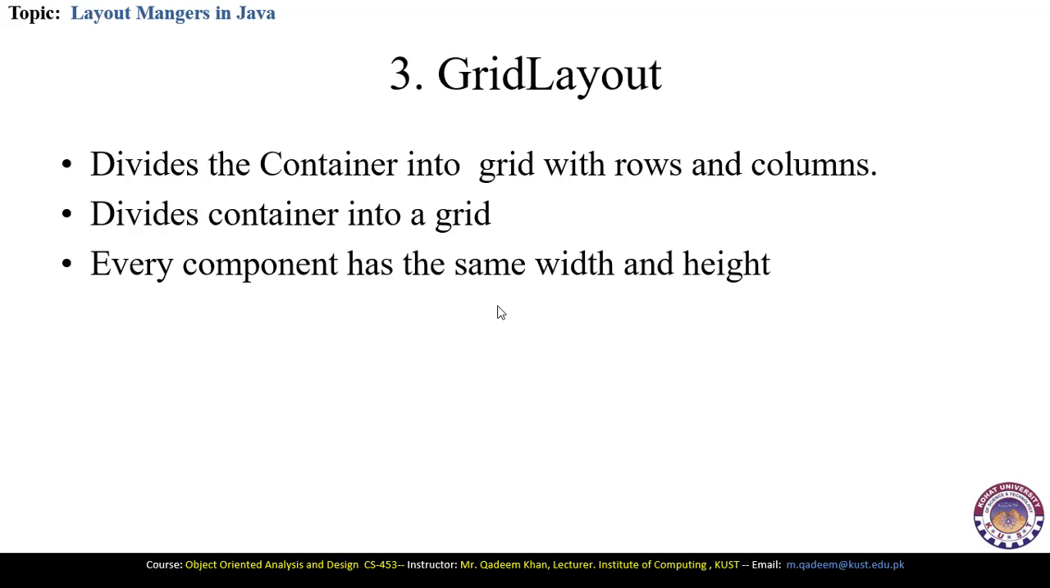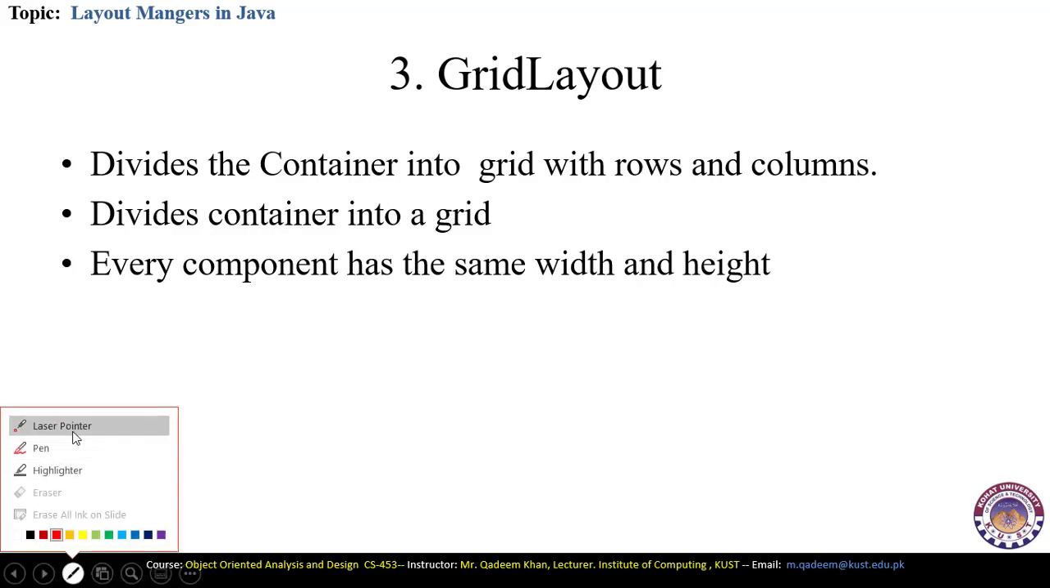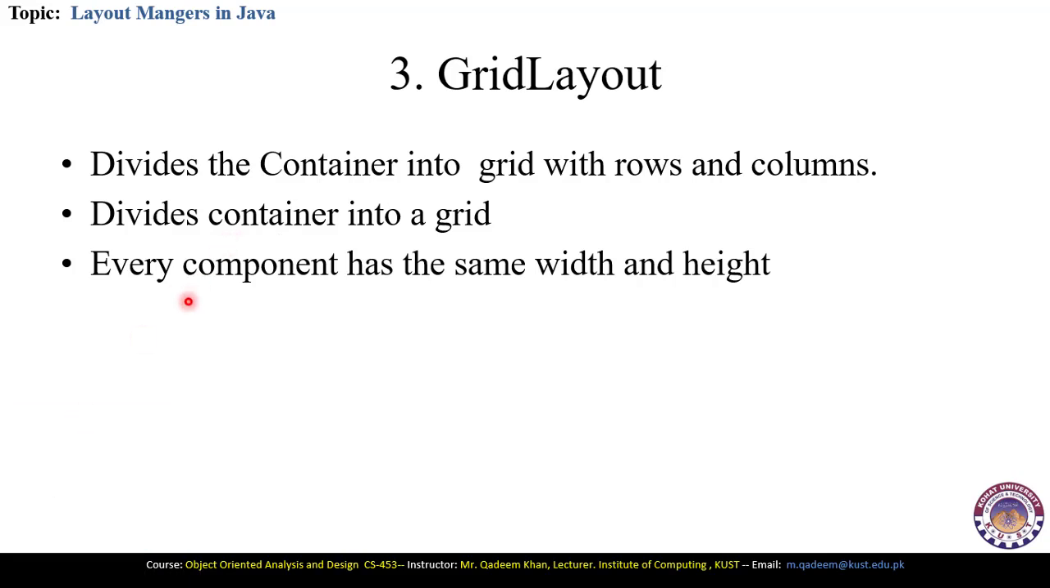The third layout is very important, called the grid layout. As its name shows, the grid layout defines the grid where the components will be added. In simple words, the grid layout divides the container into a number of rows and columns and then places the components on those particular rows and columns. In fact, the whole container is divided like a grid.